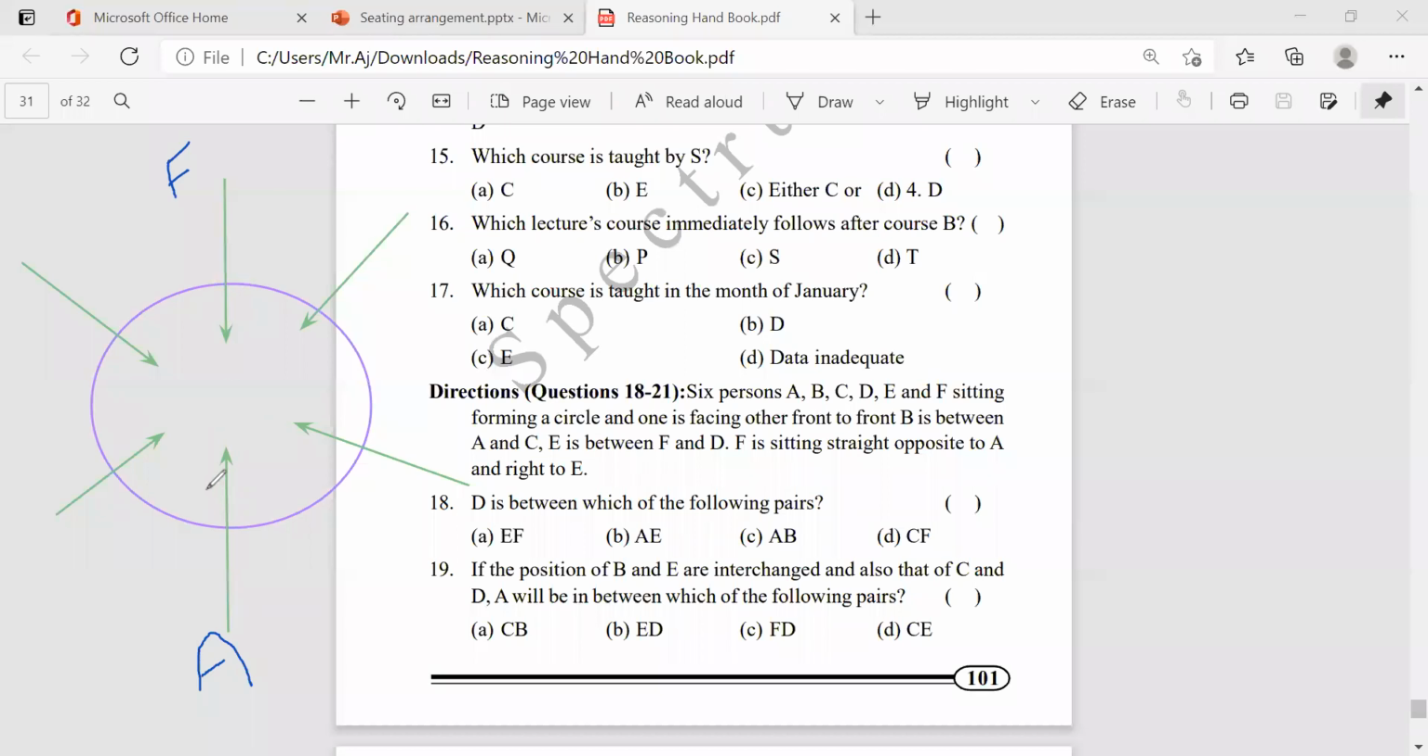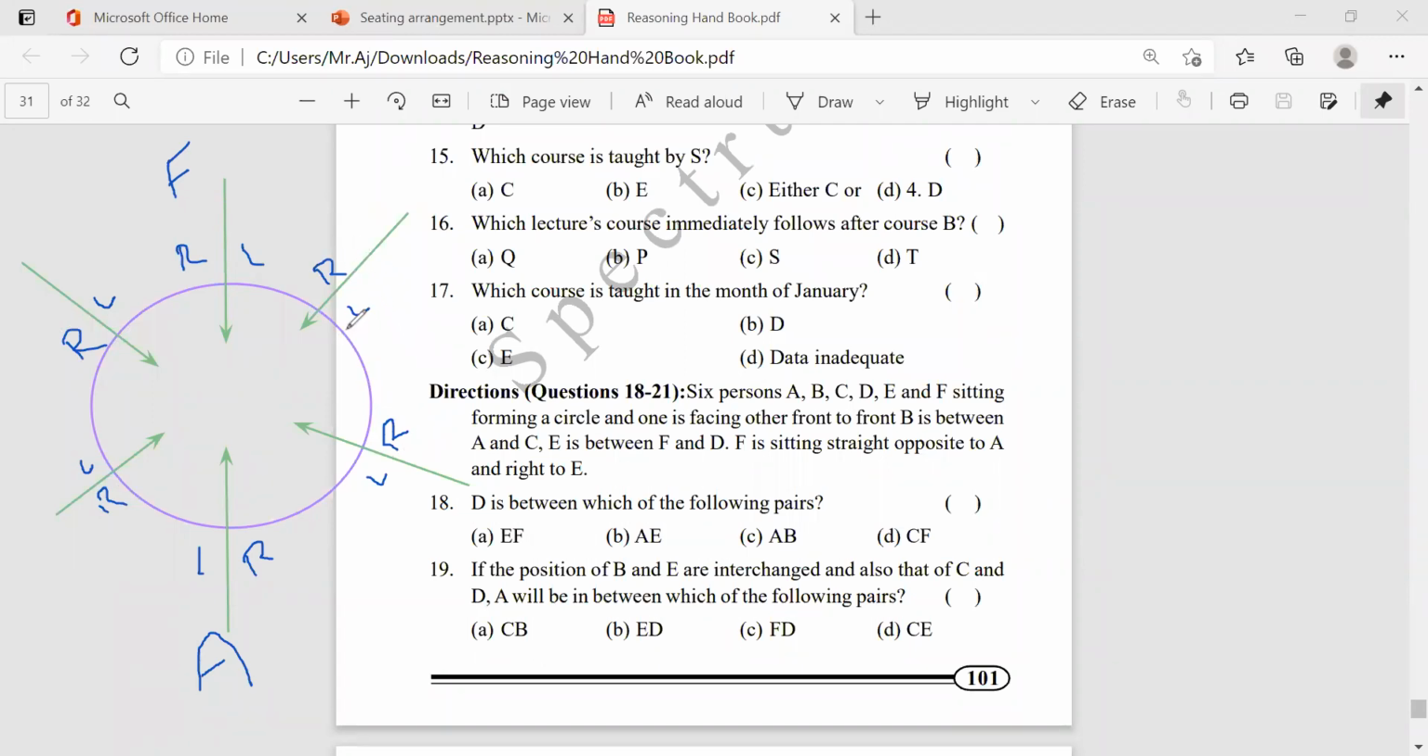Now see this. If A is facing like this, this is left and this is right. And for F, this will be the right and this will be the left. Opposite persons. And for this one, this will be the left and this will be the right. And for this one, this will be the right and this will be the left. Okay, left and right. Now we got all the directions of the sides.